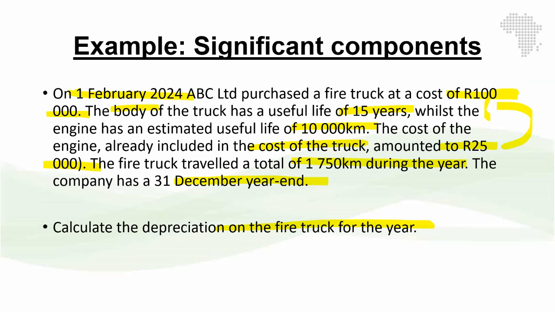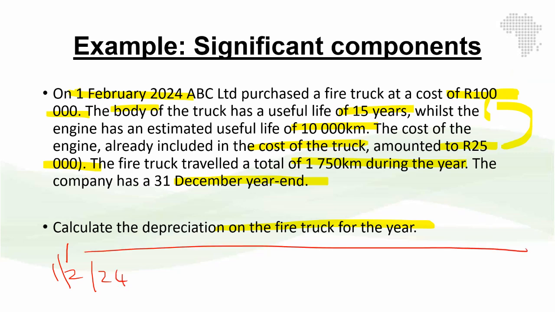So let's have a look. We purchased this on the 1st of February 2024, which was our purchase date. The end of our financial year is 31 December 2024. We need to calculate depreciation for this period. What is important to keep in mind?